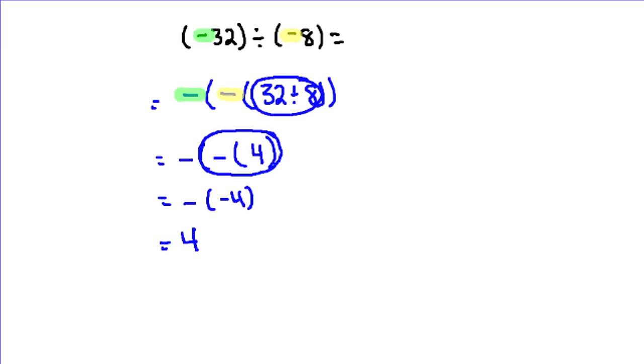Once again, we have a mirror to our multiplication rule, where a negative value divided by a negative value equals a positive value. This will always be the case: a negative divided by a negative is equal to a positive.